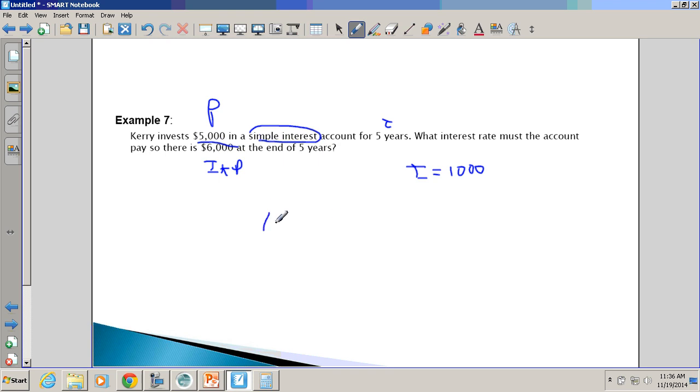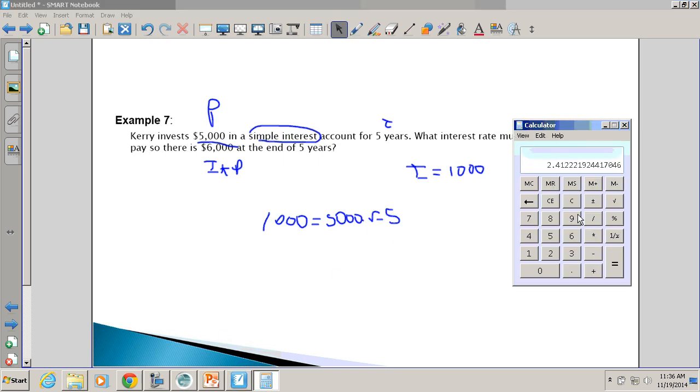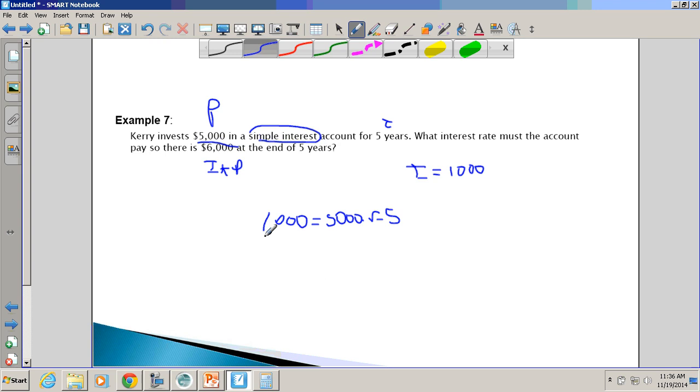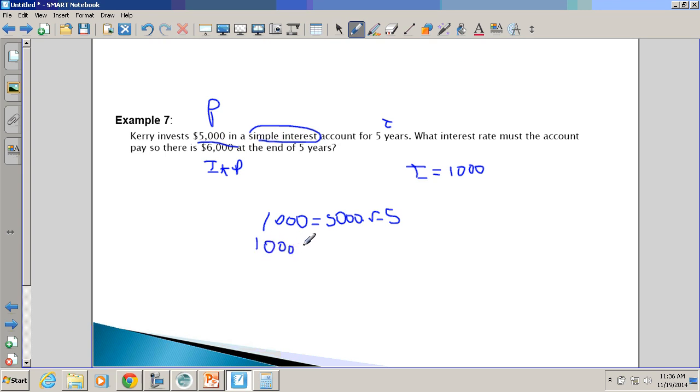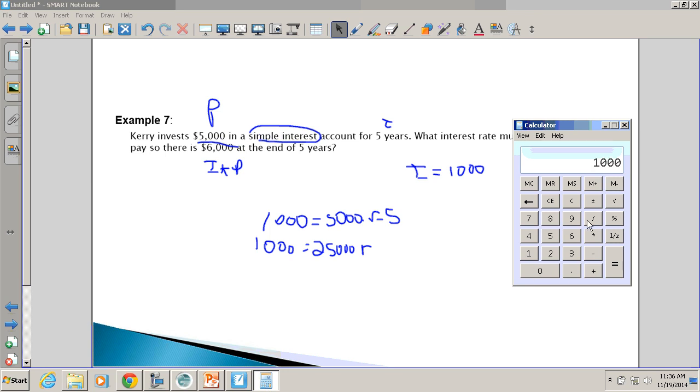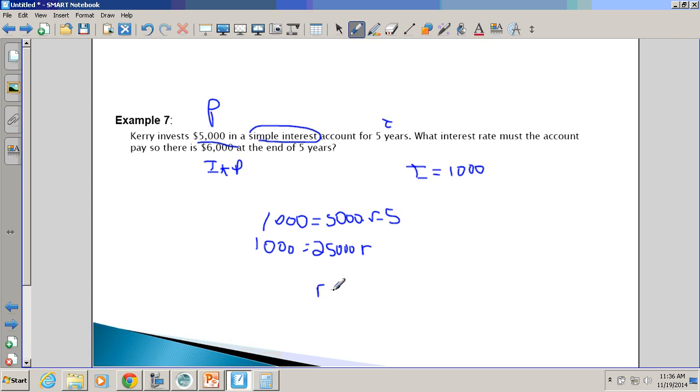Okay, so using the simple interest formula, interest equals principal 5,000, rate, ooh, I'm trying to find that, and time 5. This is a little tricky. When I solve for this, first it'll be 1,000 equals 5 times 5,000, 25,000 R. And I divide 1,000 by 25,000. 0.04. So I get the rate is 0.04.